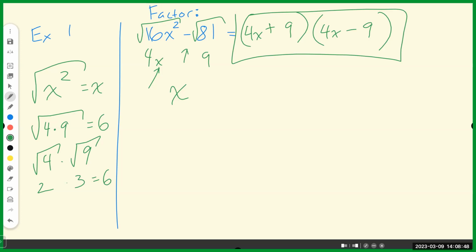So if I have, this is important, you don't need to write this down. This is for you, Solomon, another shout out for YouTube. 16x squared, if I square root that, that's the same thing as the square root of 16 times the square root of x squared.